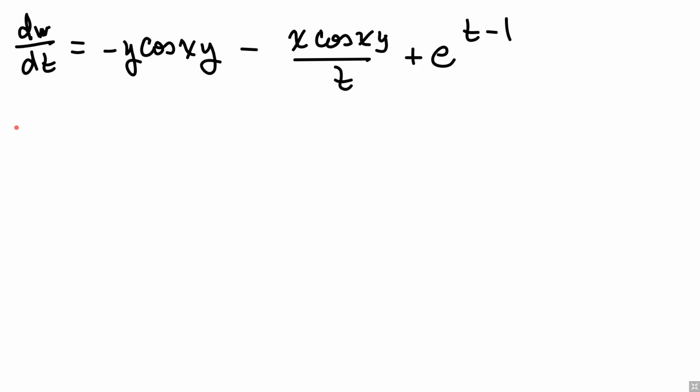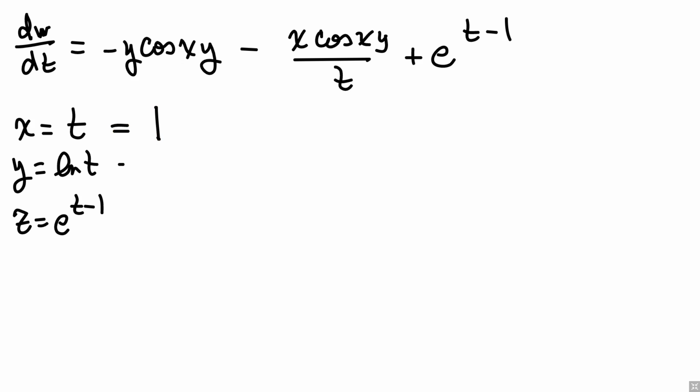So we know that x is equal to t. We know that y is equal to the natural log of t. And we know that z is equal to e to the t minus 1. Now at 1, this is going to be 1, this is going to be 0, this is going to be 1.